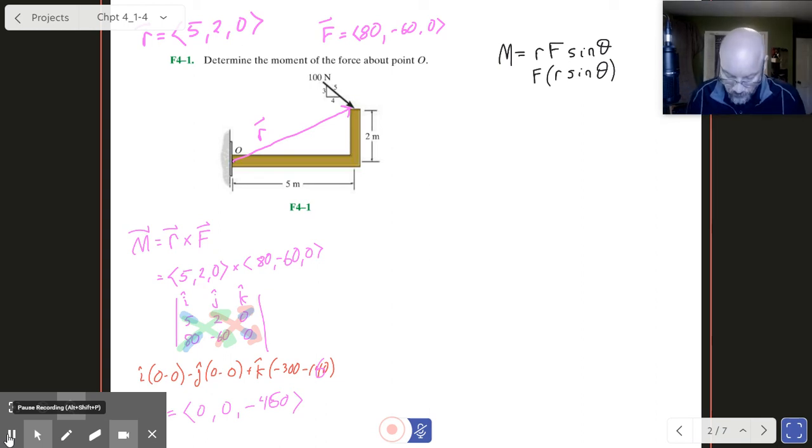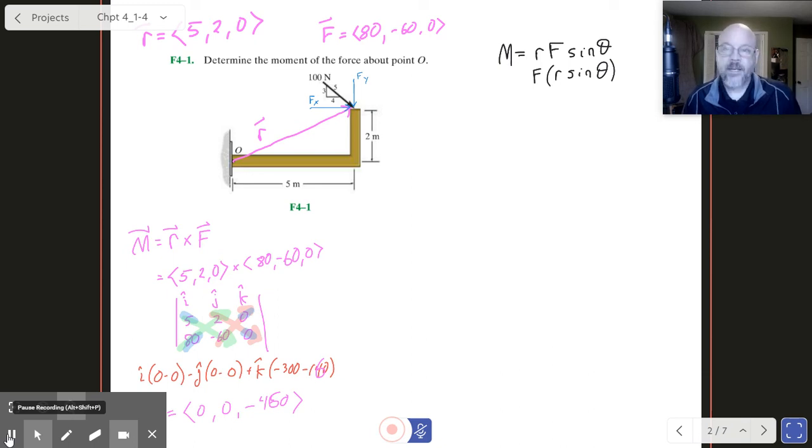Okay. The third way is we take our vector and we split it into components. All right. So let me call this Fy. And we know that Fy is negative 60. We've already figured that out. And then here's an Fx. Just like this. Okay.